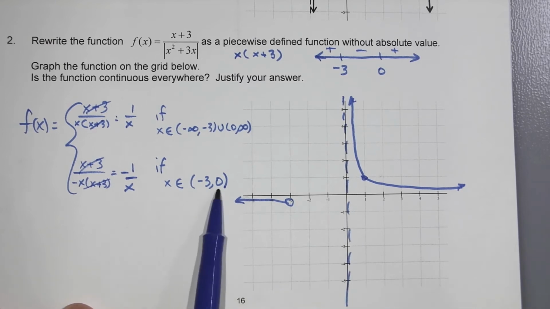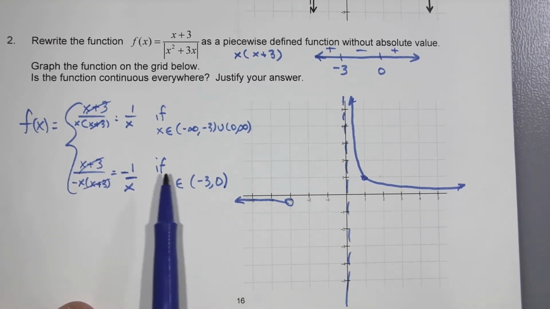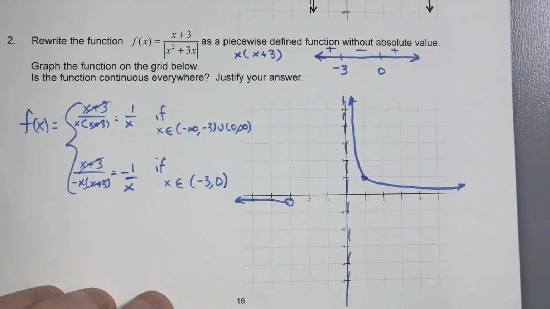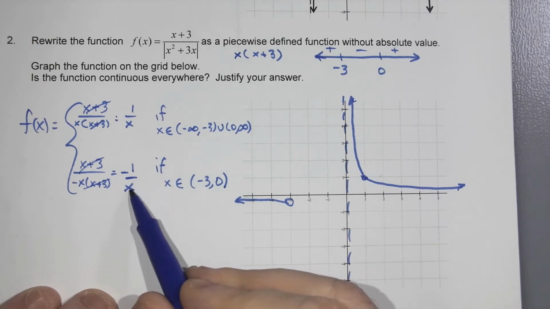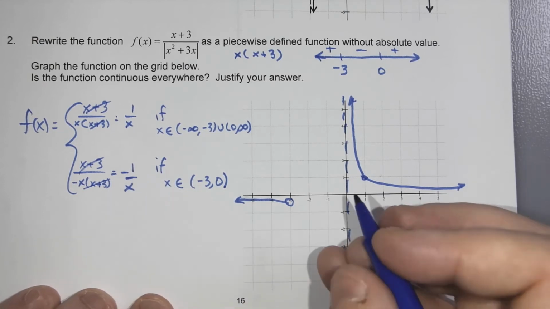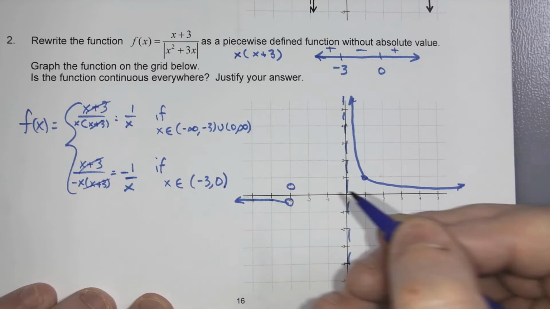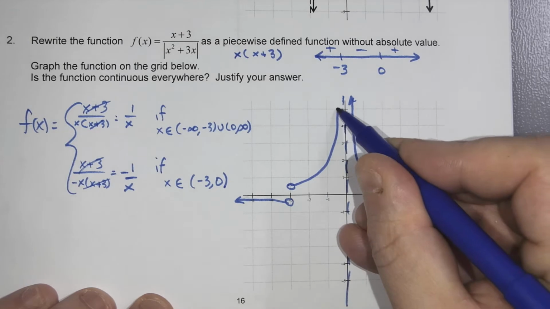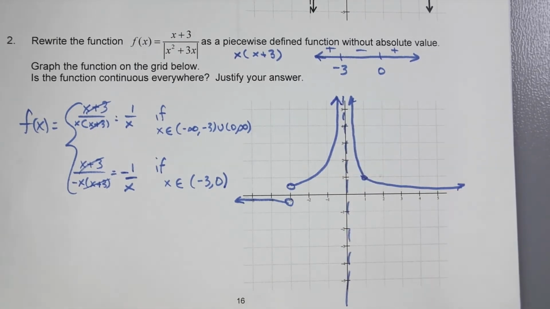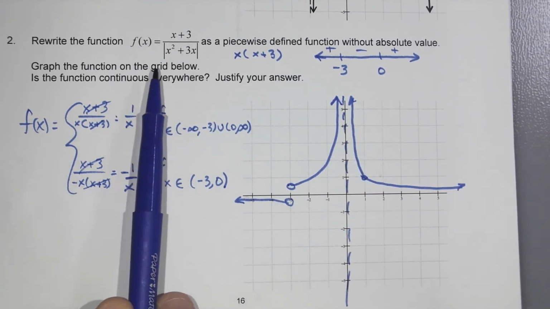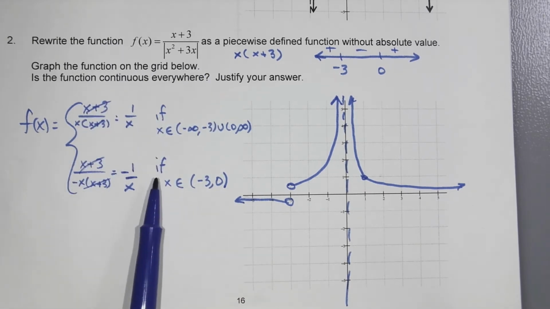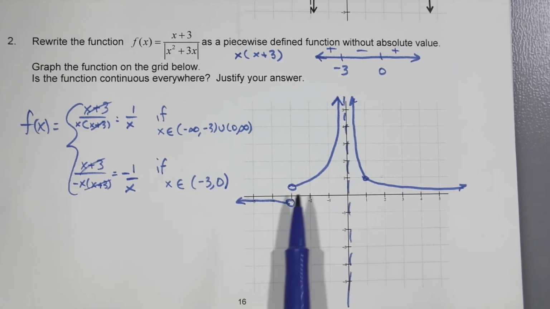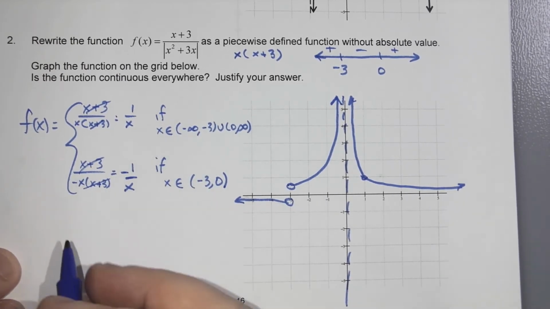And then there's the part over here. Okay, what happens between negative 3 and 0 is that instead of being the 1 over x function, it's the negative 1 over x function. So it's the flip over the x-axis. If I were to replace x with negative 3, negative 1 over negative 3 is positive 1/3. And it would be the negative 1 over x graph, so it would look like this. And so what I've successfully done now is graph the function. First of all, I wrote it as a piecewise defined function without the absolute value. Then I graphed it. And notice that the function is not continuous.